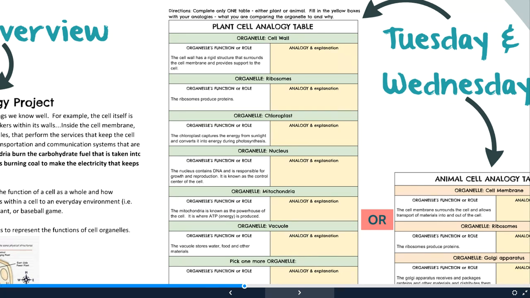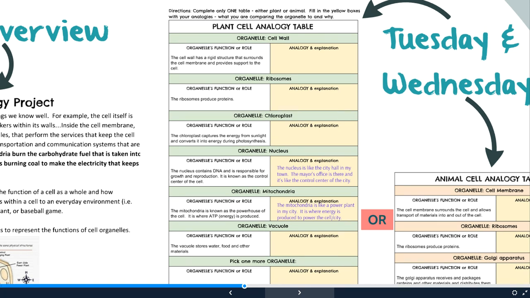For a nucleus, okay, you can read that the nucleus contains DNA and is responsible for growth and reproduction. It is known as the control center of the cell. I can add the analogy that the nucleus is like the city hall in my town. The mayor's office is there, and it's like the control center of the city. Mitochondria are known as the powerhouses. It's where energy is produced. So an analogy I could use for that is that it's like a power plant in my city. It is where energy is produced to power the cell or the city, okay?